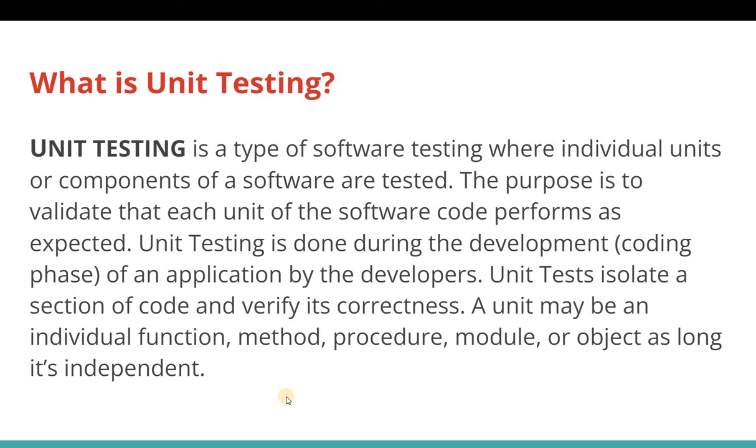Unit testing is a type of software testing where individual units or components of a software are tested. The purpose is to validate that each unit of the software code performs as expected. Unit testing is done during the development, during the coding phase of an application, by the developer. Unit tests isolate a section of code and verify its correctness. A unit may be an individual function, method, procedure, module, or object as long as it's independent.